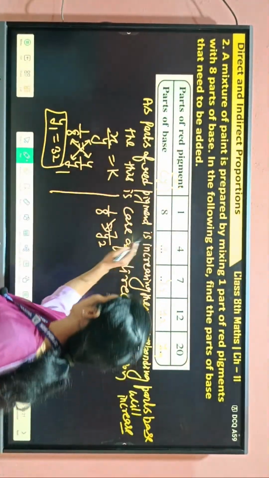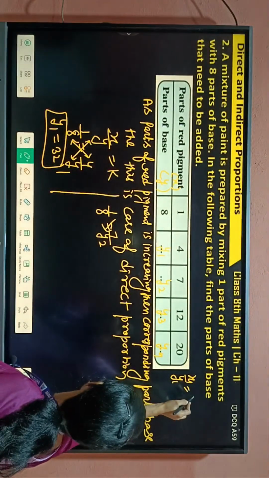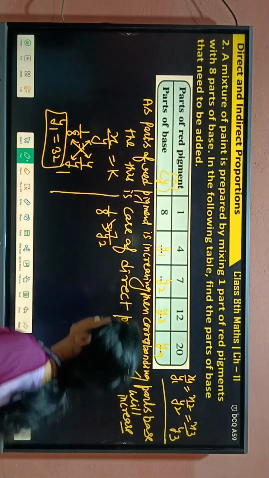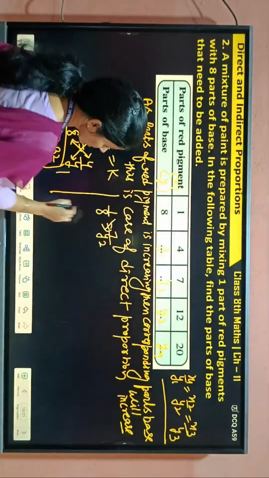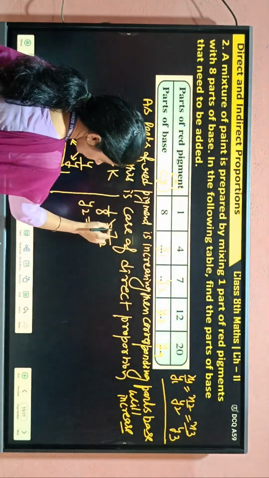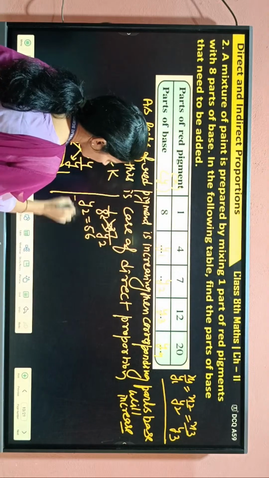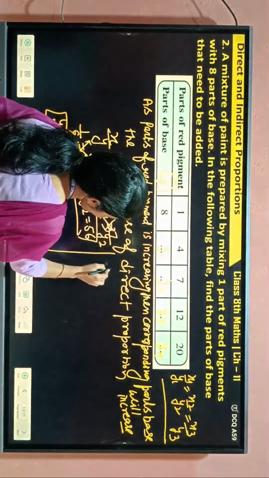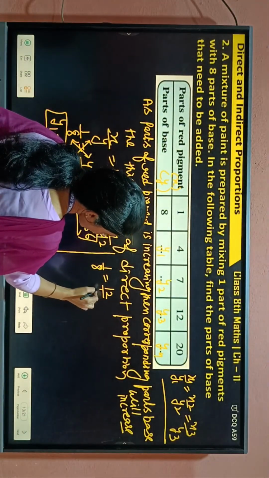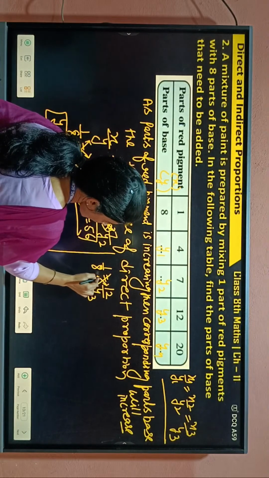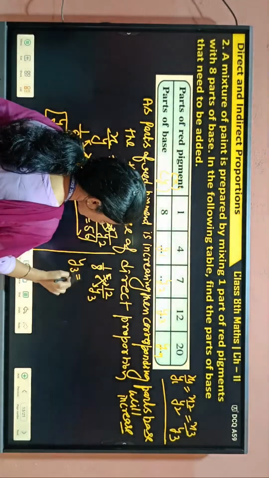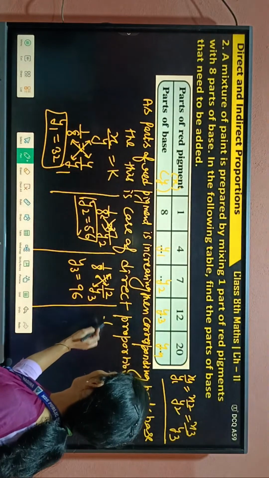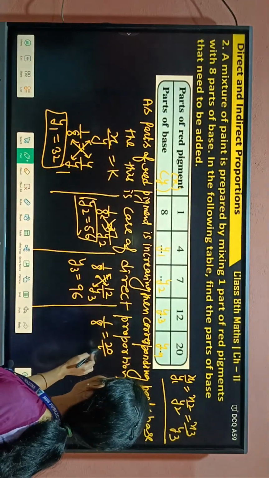So I can write 1 by 8, because we know x1 by y1 equals x2 by y2 equals x3 by y3. Using cross multiplication, y2 is equal to 8 times 7, which is 56. So y2 is 56. Then calculate y3. 1 upon 8 equals 12 by y3. Using cross multiplication, y3 equals 96. 12 times 8 is 96. Next, 1 upon 8 equals 20 by y4.